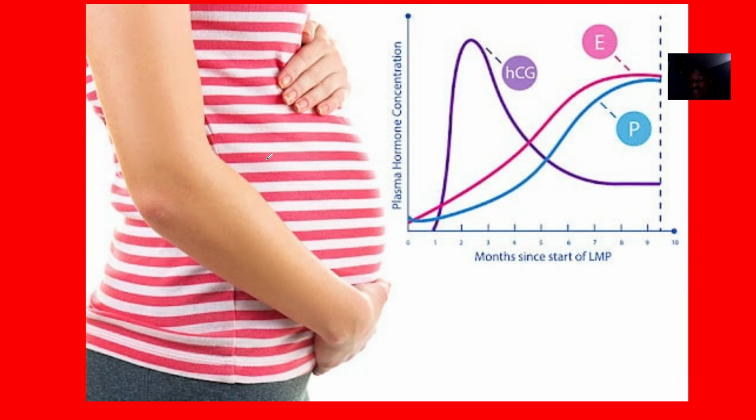Now let's talk about the application of the HCG in pregnancy. So you can see that this E is what? Estrogen. This P is what? Progesterone. But we're actually trying to focus on the human chorionic gonadotropin for now.